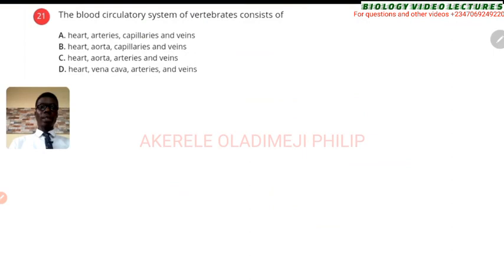The blood circulatory system of vertebrates consists of the heart, the arteries, the veins, and capillaries. So the answer is going to be A: heart, arteries, capillaries, and veins. Vena cava is a type of vein, and aorta is a type of artery already. If you pick aorta, you've forgotten about other arteries, but when you just pick arteries, it covers all arteries. When you pick veins, it covers all veins, whether small or big. The superior and inferior vena cava are just very large veins that enter the heart at the right auricle.